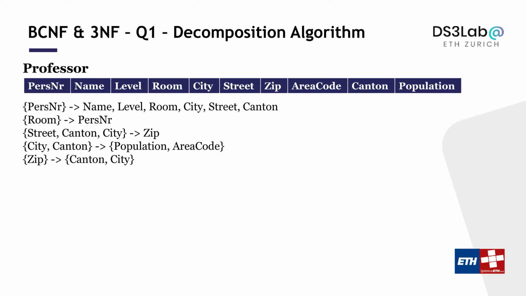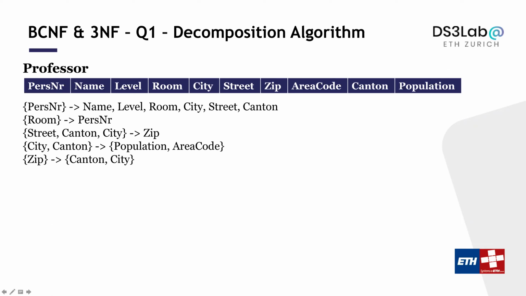And there's a whole bunch of functional dependencies here. The first one: if I know the personnel number of the professor, I know the name, the level, the room, the city, street, canton, etc. I know everything related to that professor. This is one functional dependency. And the second functional dependency in our system is that once you know the room, you know the person.